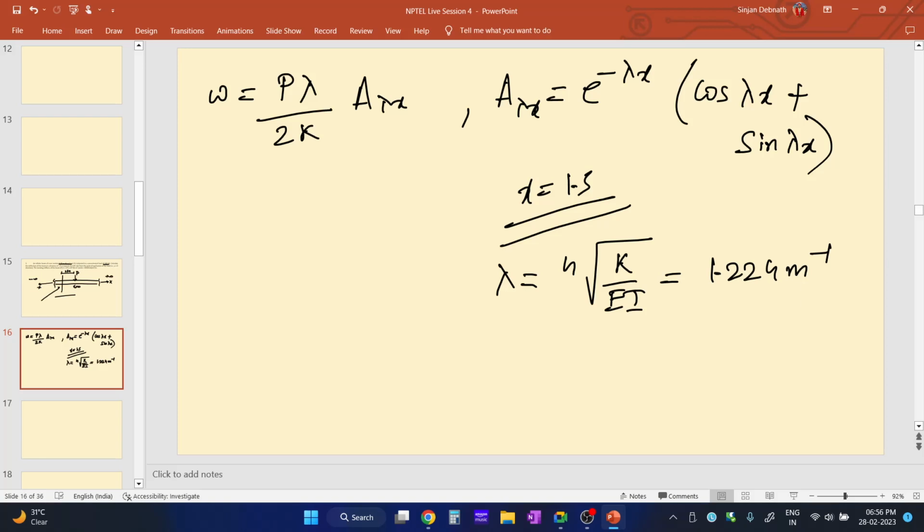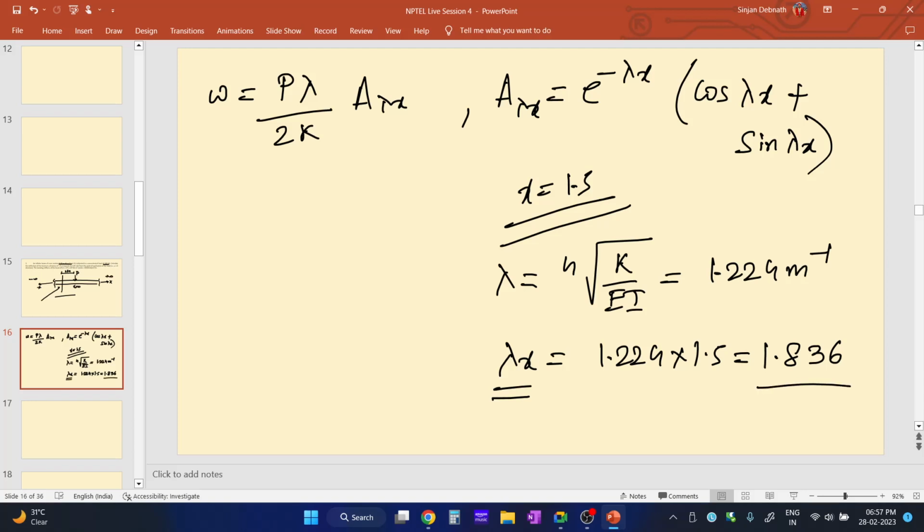So we know the value of lambda, and x is equal to 1.5. So what is lambda x? Lambda x is equal to 1.224 into 1.5, which is 1.836 if I am not wrong. Please calculate this with me, and if I am wrong, please let me know. So 1.224 into 1.5 is equal to 1.836.